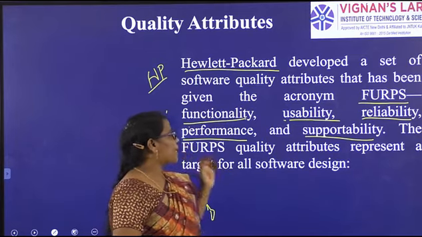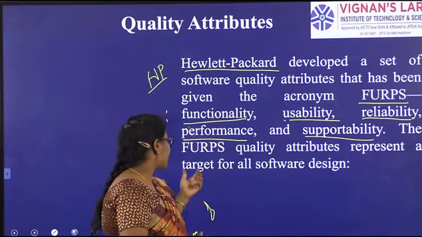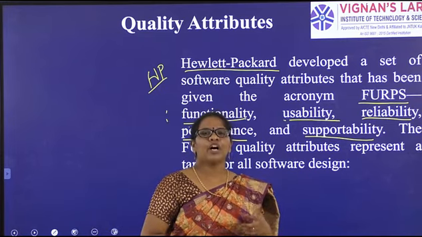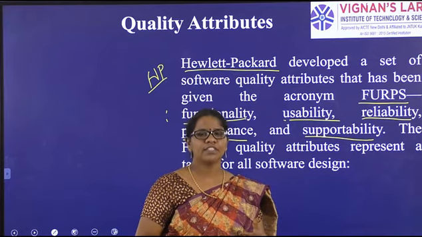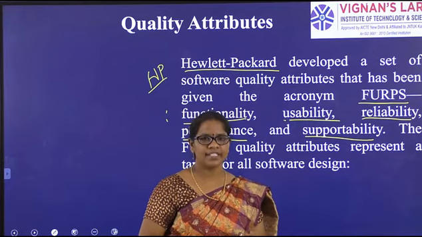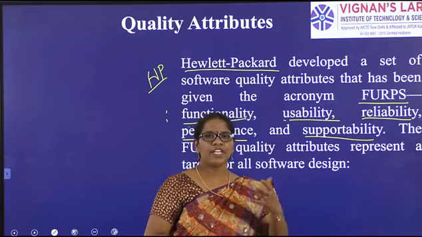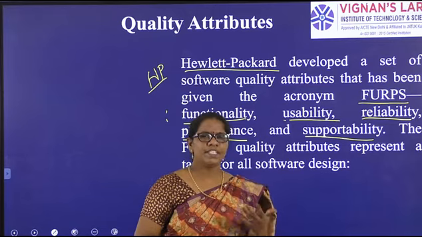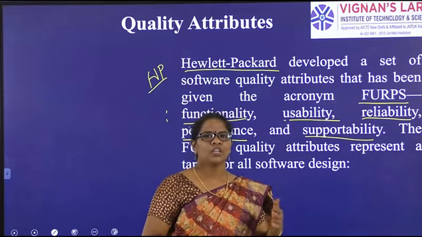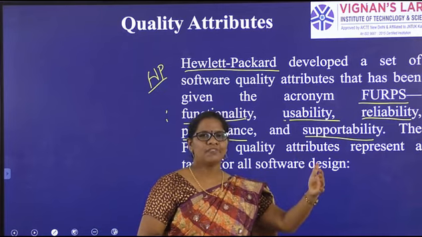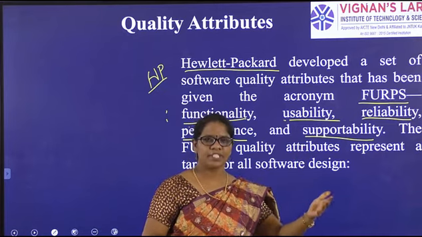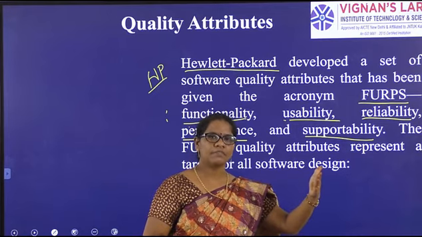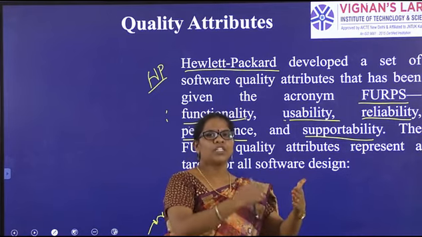So what do these FURPS quality attributes represent? They represent a target for the software design. Whatever software we are designing, in order to get quality in the design, we need to fix some targets. For example, if you are writing an exam, the faculty, your parents or yourself will keep some target. For some subject you want to attain 90 marks. So you kept a target, and if you keep a target, then you can work harder to reach it.